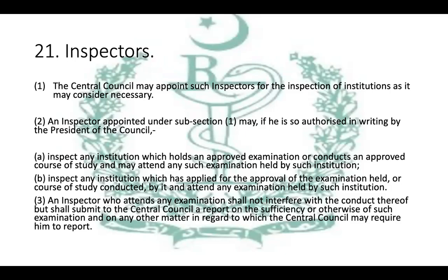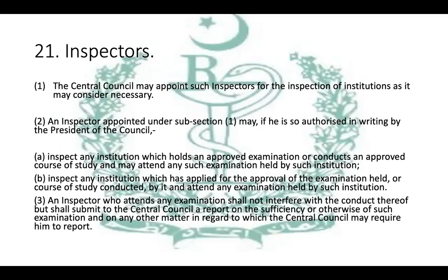If it is not as per the prescribed rules, prescribed criteria, then he has to report to the Central Pharmacy Council that these are the shortcomings, these are the fulfillments, this is a good report, this is a poor report. So he has to submit it in the form of a report to the Pharmacy Council. So there are three functions over here.